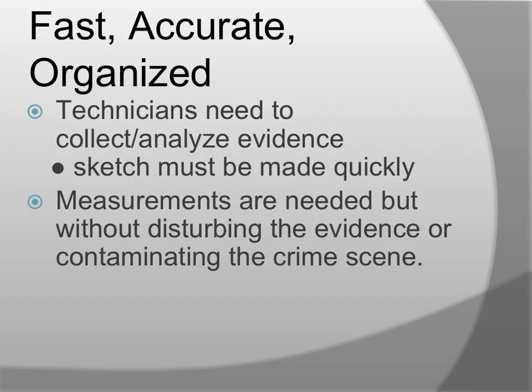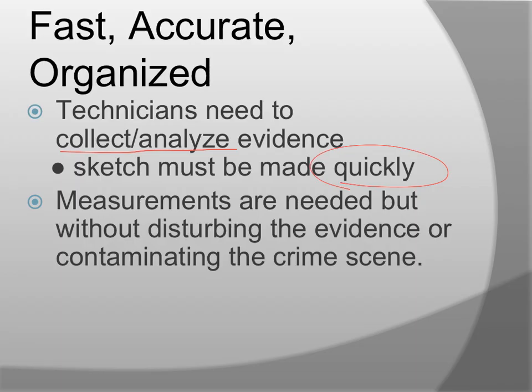One of the big things that we really want to make sure that we're doing in forensic science is that we're staying all three: fast, accurate, and organized. So when you first get to a crime scene, time is going to be of the essence. You aren't going to have very much time, so you need to make sure that you're collecting and analyzing that evidence very quickly, so you don't have very much time to make all those measurements and everything.